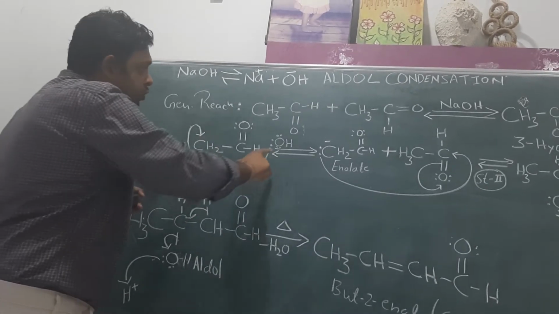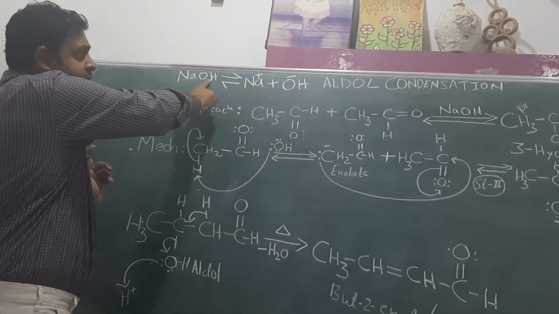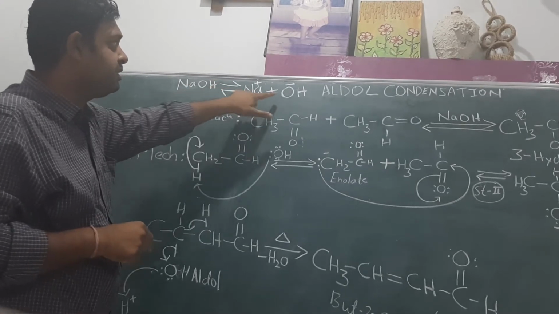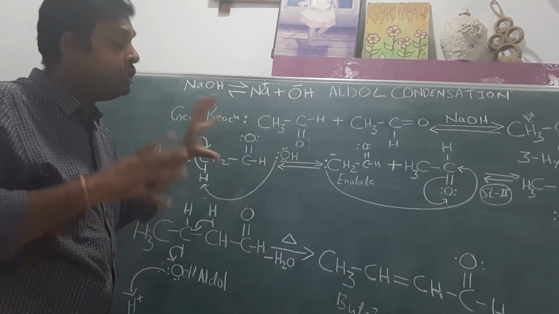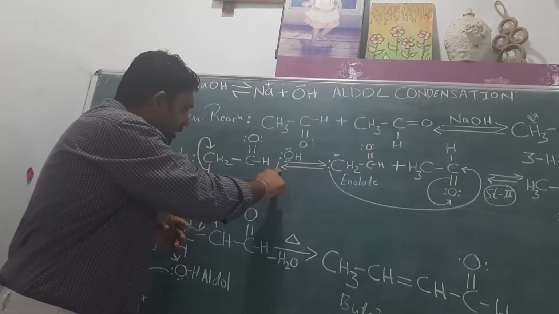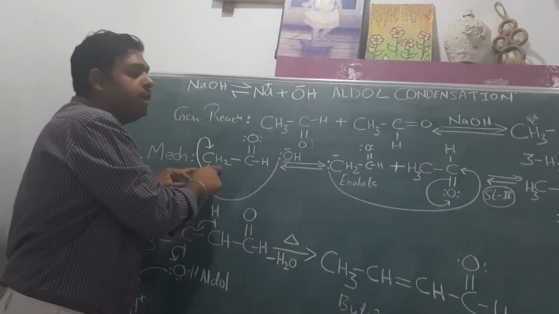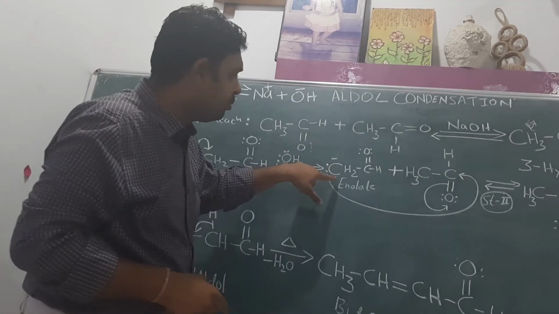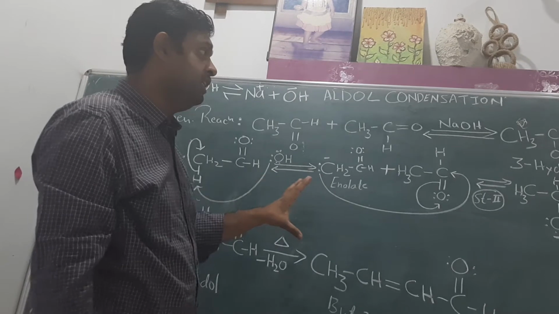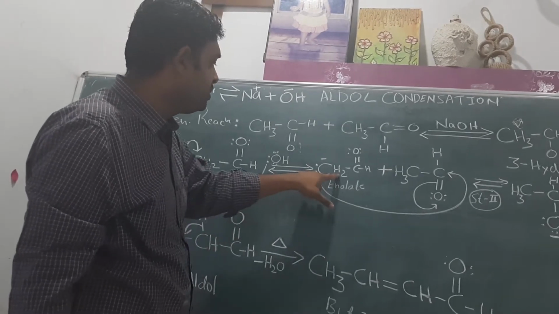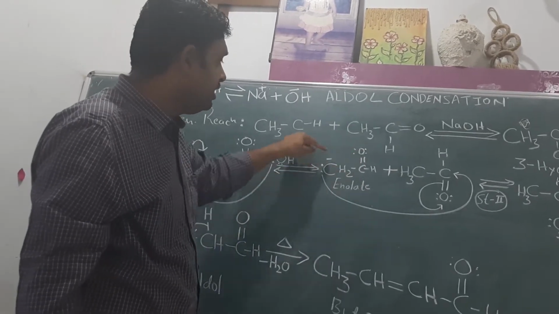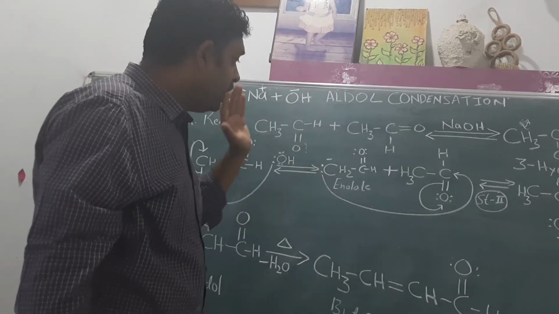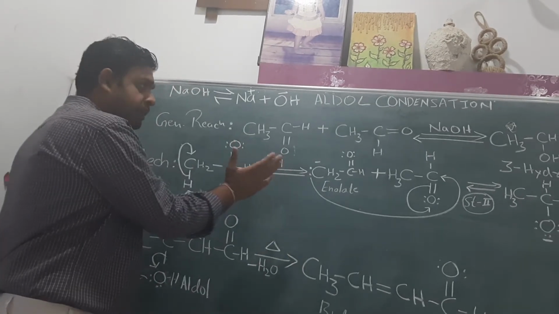So what happened here? I have already mentioned that NaOH, a strong base, is dissociated in the reaction vessel into Na+ and OH-. This OH- is a strong base and strong nucleophile, so it easily takes up a proton from the methyl group, and the carbon-hydrogen bond shifts onto the carbon atom and forms the enolate anion, CH2CHO, and this carbon becomes negatively charged. Okay, all of you are getting this? This happened in the first step.